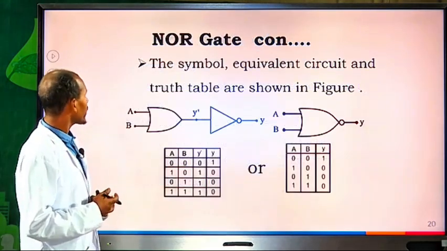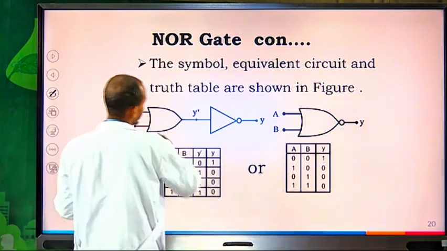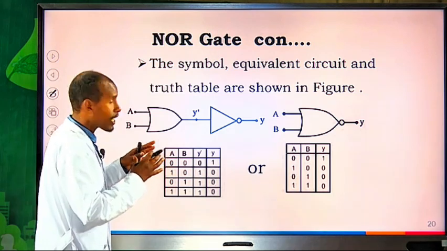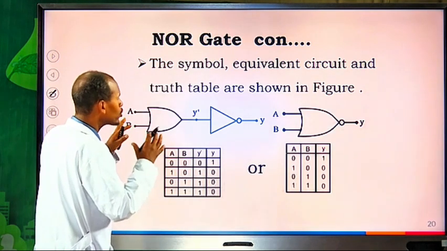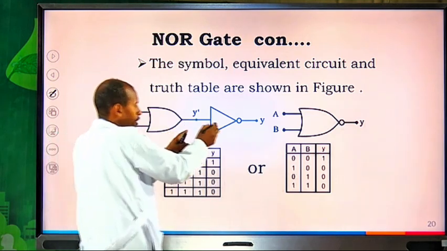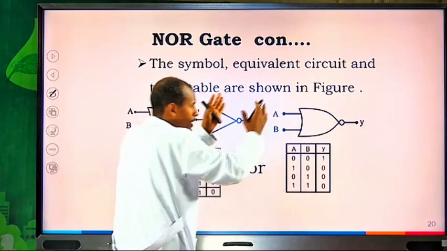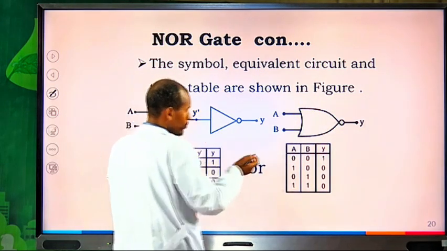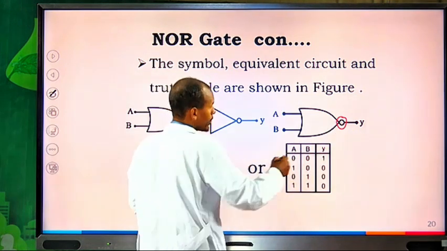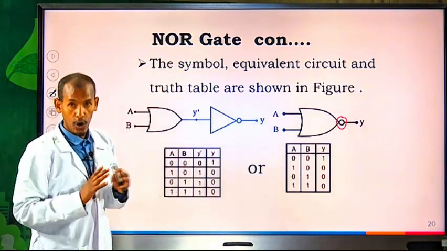So the next one is the NOR gate representation in circuit and truth table. The NOR gate can be represented symbolically in two ways. You can show the OR gate and the NOT gate connected together and separately, but we can also show it with one symbol. Please look at this one. It is different from the OR gate. There is a circle here to indicate the logic gate is a NOR gate.